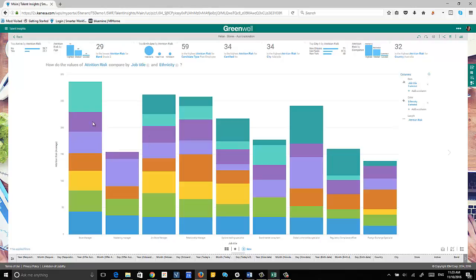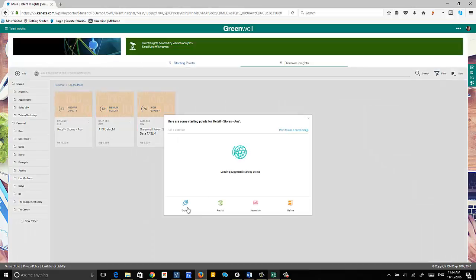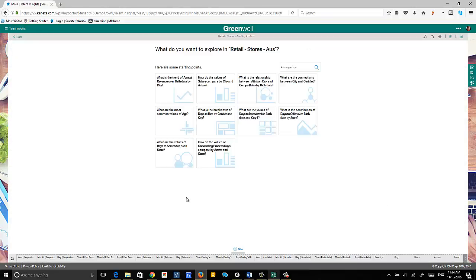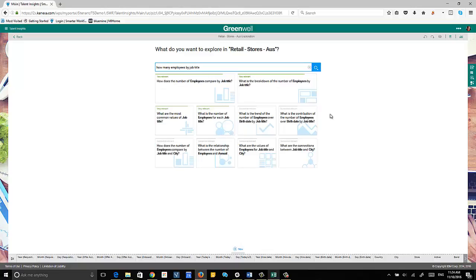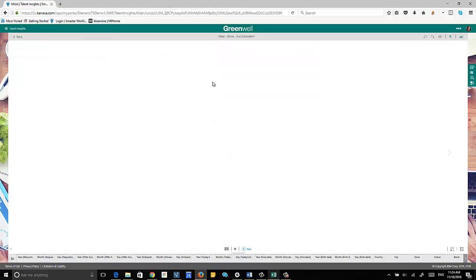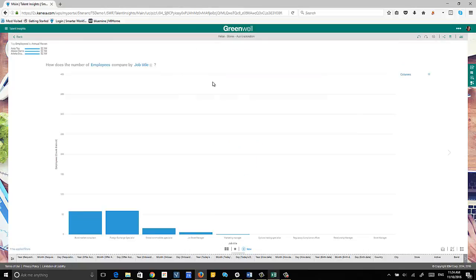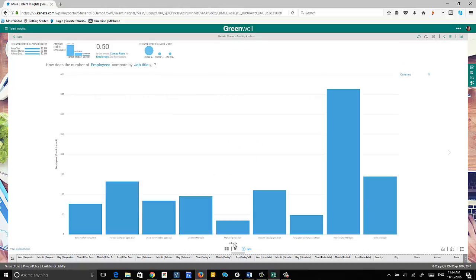But, okay, we know that our store managers are likely to leave, but what we really want to now do then is understand, do we have enough junior store managers to actually go and replace them if they do actually decide to leave? So let's have a look at how many employees we have by job title. That's a fairly simple query, but we can very quickly answer it here within the tool. It's given us the exact question we need to ask. We click on that question, we get a visualization.